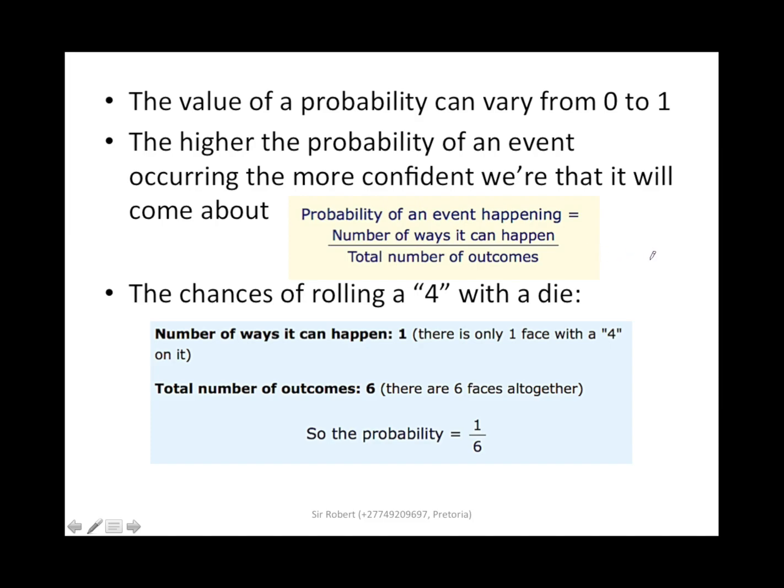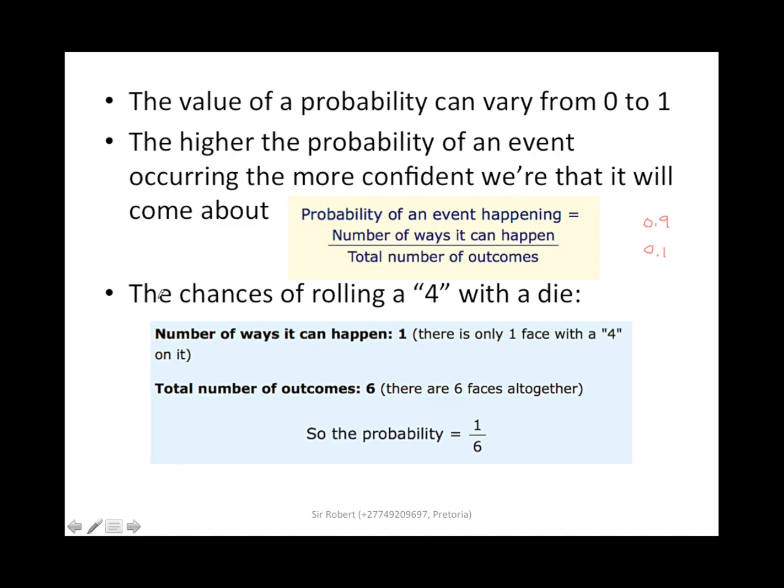Let's say the probability of raining is 0.9, which means there are higher chances of it raining. If the probability is 0.1, which means there are fewer chances of it occurring. So probability is just a measure of the likeliness of an event occurring.